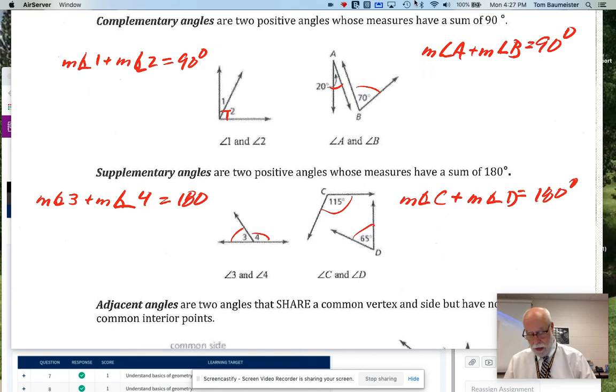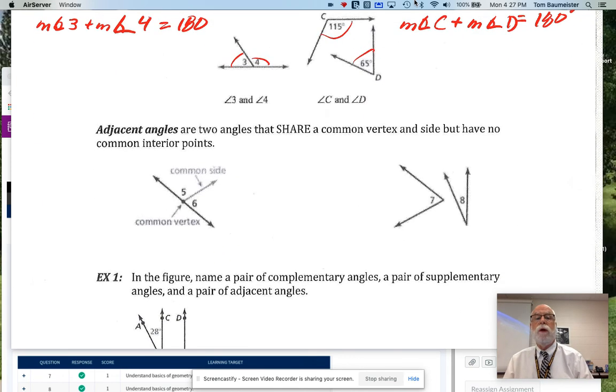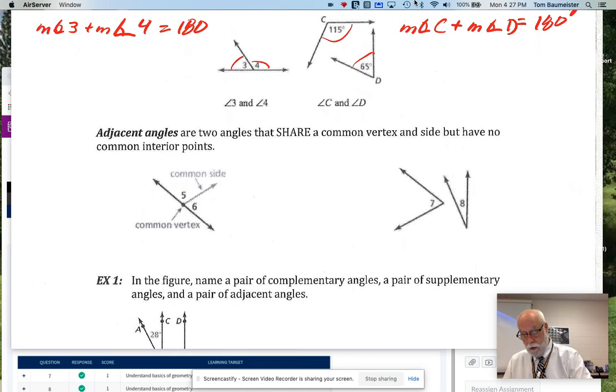The next one says adjacent angles are two angles that share. Notice how I have share in capital letters because it's important. They share a common vertex and a side, but have no common interior points. So what it's saying here is we have a common vertex and we have the common side. Remember, an interior point would be like right here. Well, that is not in angle 5 at all. Or even if I had a point over here, it's not in angle 6.